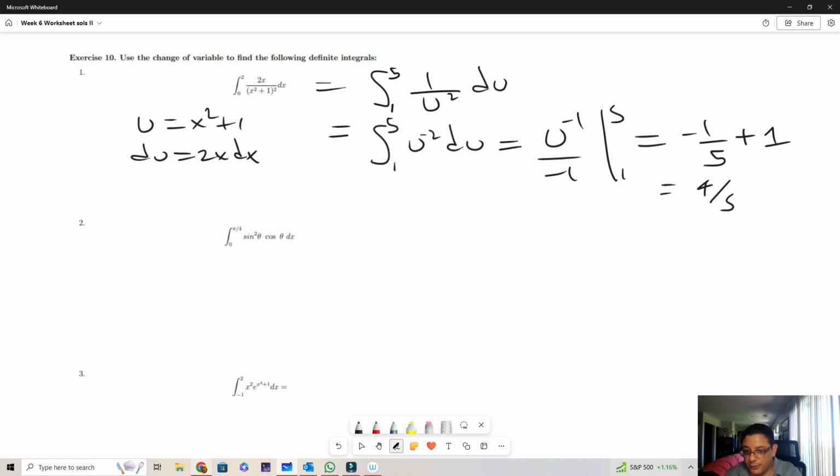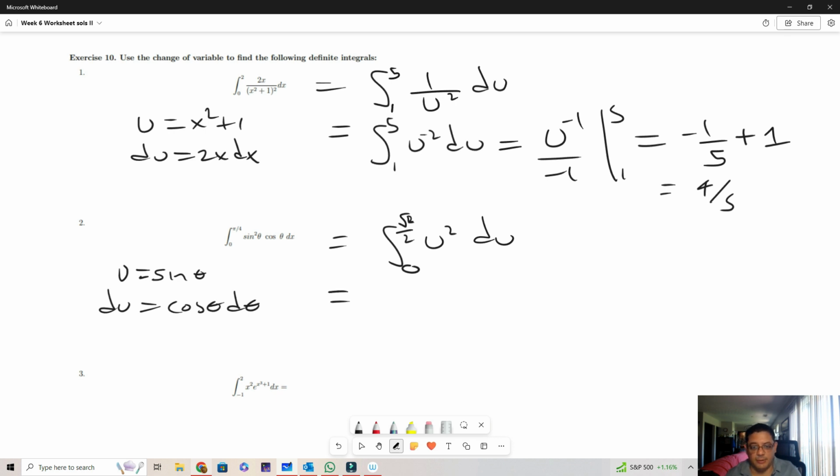For integral 2, we have the integral between 0 and pi over 4 of sine squared cosine of theta. So clearly the substitution here is u equals sine of theta. So that can get transformed into u squared. The du clearly is going to be the derivative of sine, which is cosine. And so this gets transformed into this. Sine of 0 is 0 and sine of pi over 4 is the square root of 2 over 2. So this gets to be those numbers.